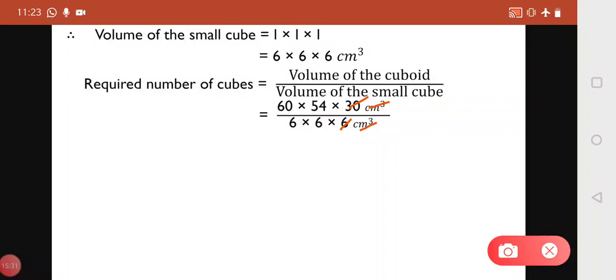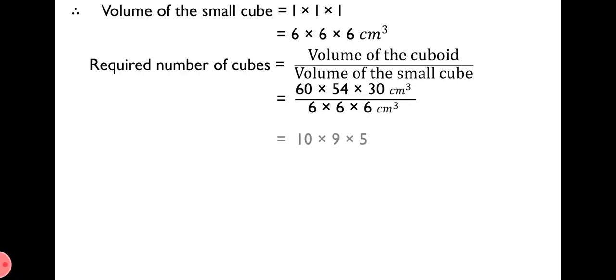6 ones are 6 and 6 fives are 30. We will get 6 ones are 6 and 6 nines are 54. And 6 ones are 6 and 6 tens are 60. Then we will find the product, that is equal to 10 into 9 into 5, that is equal to 450. So in the given cuboid, 450 cubes can be placed.